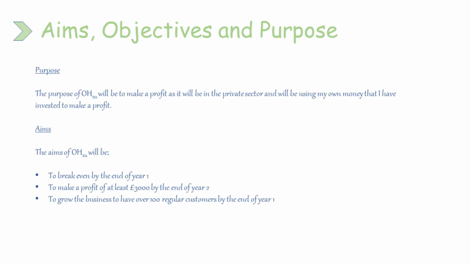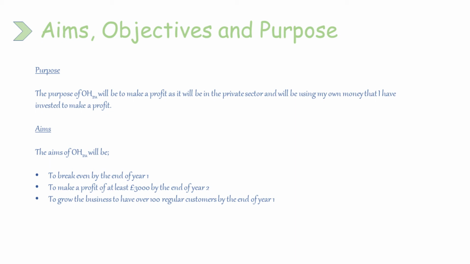So here is an example that I've created for you. So firstly, you can see I set up my purpose. So I said the purpose of OH2U will be to make a profit, and it's going to be in the private sector. So I've said that I want to make a profit, and because I'm in the private sector, so it's my money I'm investing, I want a return on it. So that's my purpose. I'm running this business to make a profit.